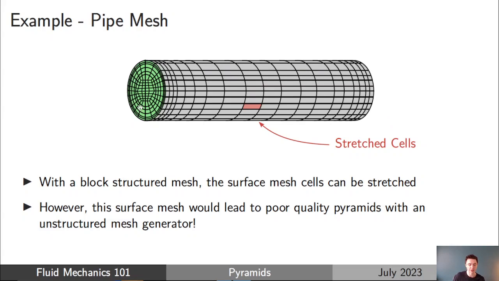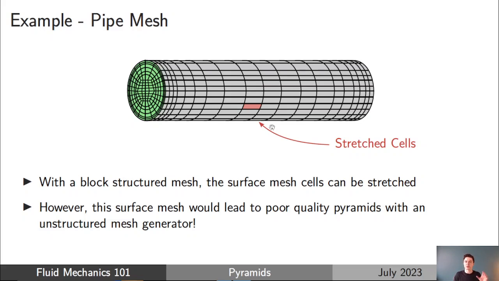And this is fairly typical of what you would do in a block structured mesh. However, when you're now thinking in terms of an unstructured mesh, this would be a really poor quality surface mesh to use if you wanted to grow layers and then pyramids and transition into an unstructured mesh in the free stream. Because of course, the surface cells are going to become the base of your pyramids and tetrahedrals, and you can see they've got high aspect ratio, which is not what you want.